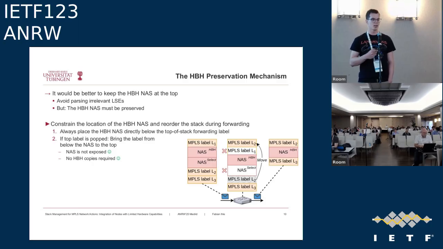It would be better to keep the NAS at the top. That avoids parsing irrelevant LSEs, but we still have to preserve it. Therefore, our mechanism constrains the location of the HBH NAS to directly below the top-of-stack forwarding label, such that it's always within reach. And then we reorder the stack during forwarding. That means if the top label is popped, we bring one label from below the NAS to the top. This way, the NAS is not exposed, and we also never require HBH copies.